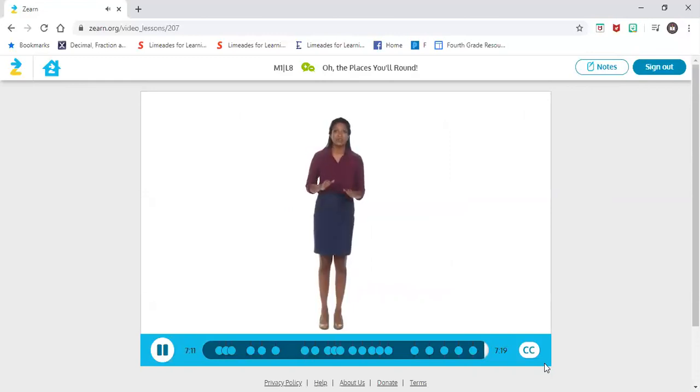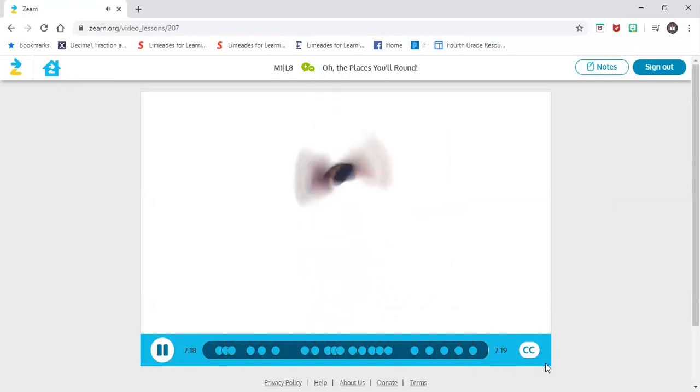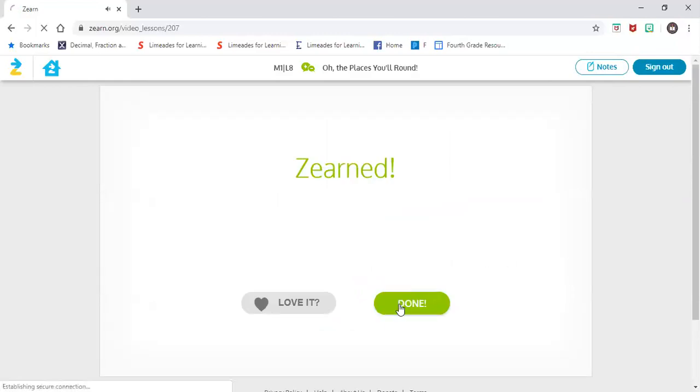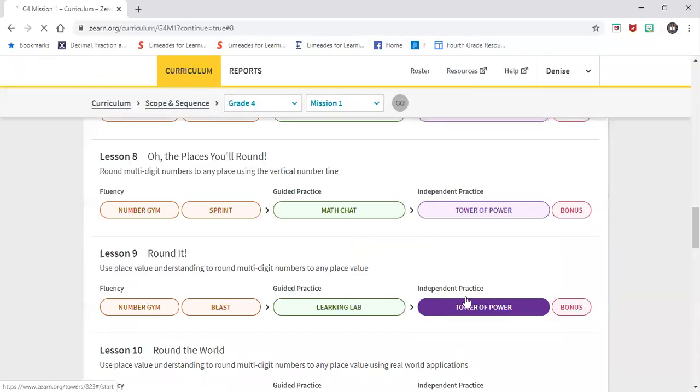Way to be flexible and round to different place values today. Take the leap to the Tower of Power. So we're definitely going to round some more numbers to the nearest whatever they ask, because we have to be able to round to different place values in 4th grade, all the way up to the million place value.